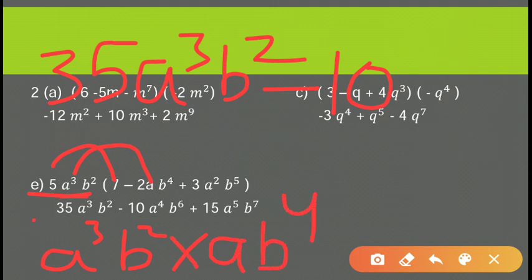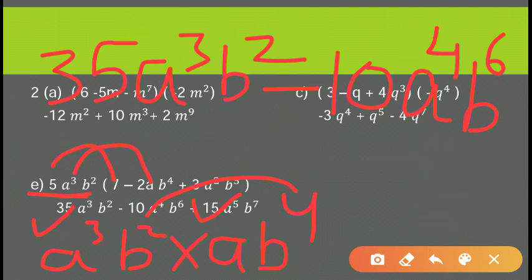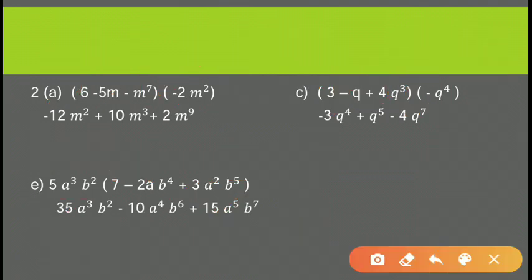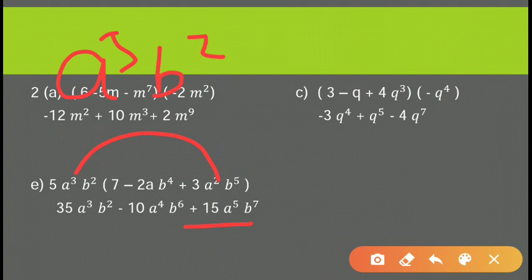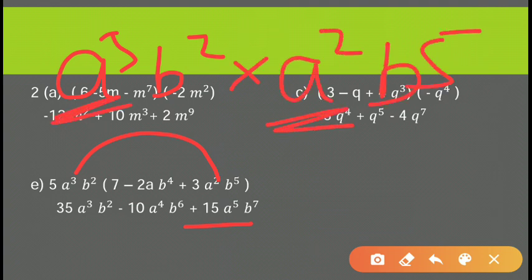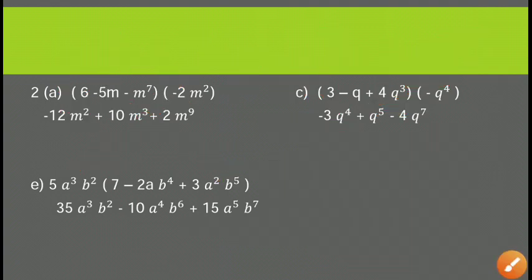So a to the power 3 and a, we can multiply them together. So write a, and 3 plus 1 gives you a to the power 4. Then multiply the b. Write b, 2 plus 4 means 6. Now the last term, 5 into 3 will give you 15. Now what is remaining? A cube b square into a square b to the power 5. You can multiply them. So this will give you a to the power 5 and this will give you b to the power 7. When the bases are same, the power will be added.